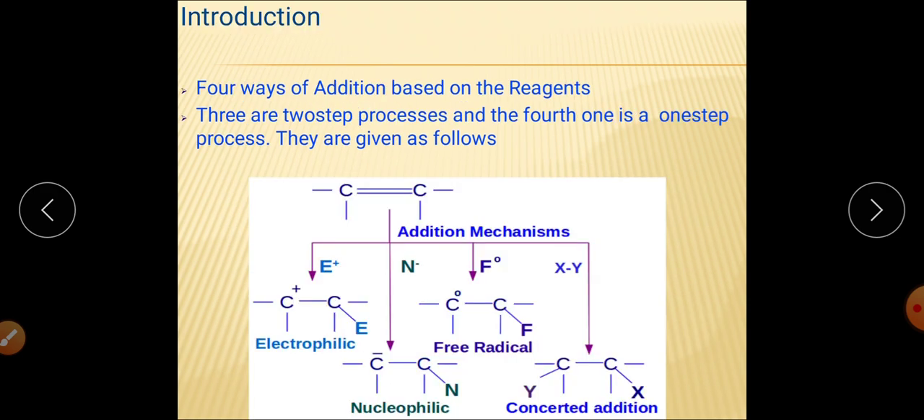The second parameter of addition reaction classification is the type of reagent used during the reaction. On the basis of the reagent, addition reactions are classified into four categories: electrophilic addition, nucleophilic addition, free radical addition, and concerted addition, in which bond formation and bond breaking take place simultaneously. In this chapter we will discuss these mechanisms one by one with different examples.